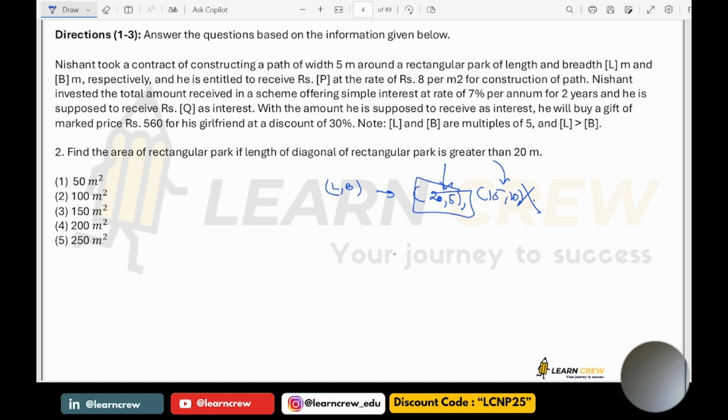So root over L square plus B square would be how much? 400 plus 25, 425. 425 means 25 17s are, so 5 root 17. 5 root 17 is going to be the diagonal. And the area would be length into breadth, 20 into 5, which is 100 meters square.